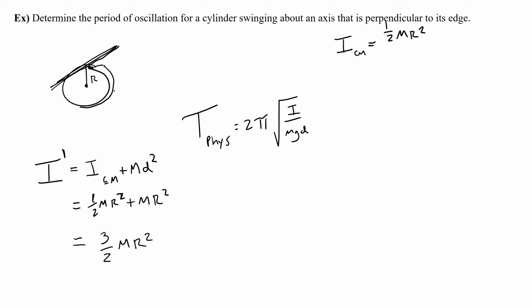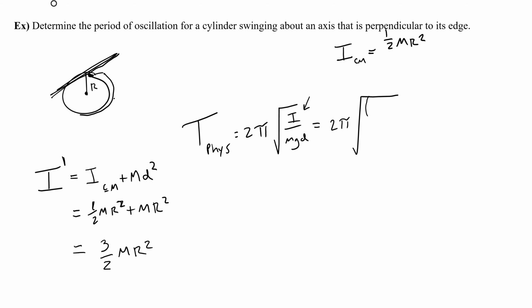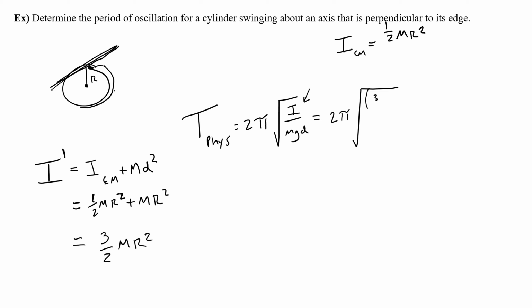There we go. Math makes sense. Okay, so this is the moment of inertia that we plug into our equation here. So 2 pi times, and we change the moment of inertia to be 3/2 mr squared divided by mg times d. But here we know that the distance d from the center of mass to the point of rotation is actually the radius of the circle, like we used before. So we can write mgr.